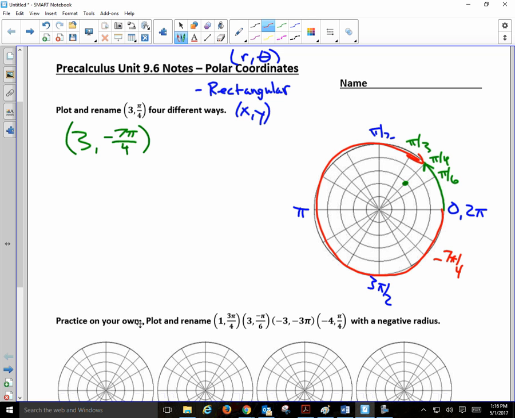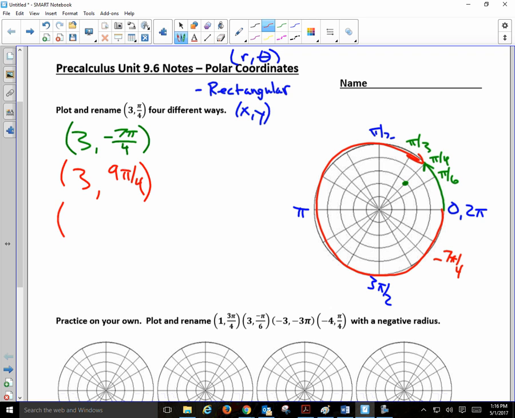Whereas with (2, 3), there's only one way to arrive at (2, 3), and that's to do (2, 3). With polar coordinates, you can have a number of different ways to write them, and you end up in the exact same position. Okay? So let's try another one. I'm going to do 3, and then I'm going to go more than once around. It'll be 9 pi over 4. How did I get 9 pi over 4? I took pi over 4 and added 2 pi, or 8 pi over 4.